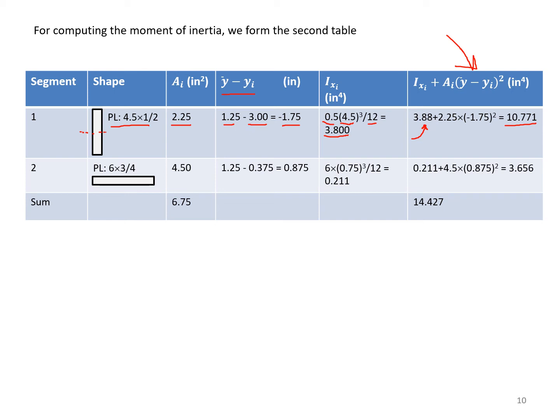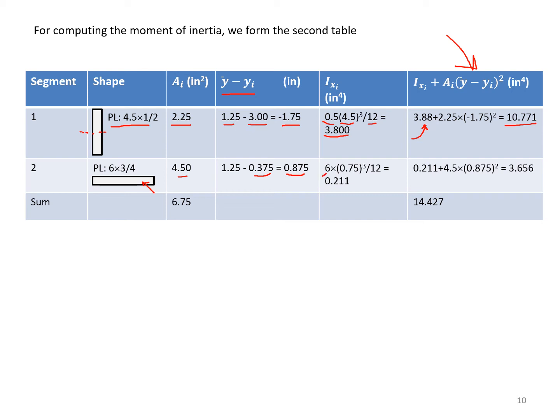Now we do the same thing for the lower plate. That's put here horizontally, so the area is 4.5. And again, 1.25 minus the value we had from the previous table, which is the location of the center of this plate, and we get 0.875. Now notice that the moment of inertia for this plate is very, very small because it is laid flat.